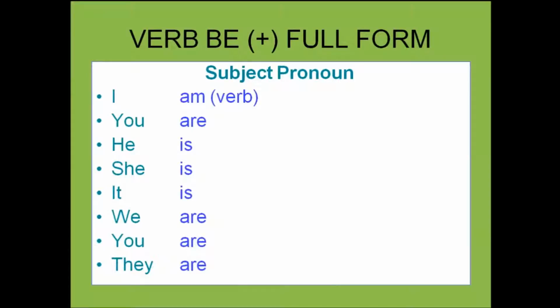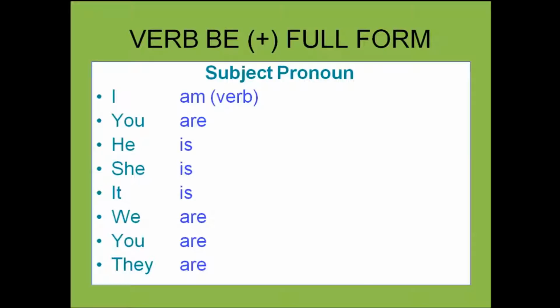The words subject pronouns refer to I, you, he, she, it, we, and they. We can say that there are 7 subject pronouns in English, and each subject pronoun may use a different verb to be. For example, I is with am, you is used with are, he is used with is, she is used with is, it is, we are, you are, and they are.